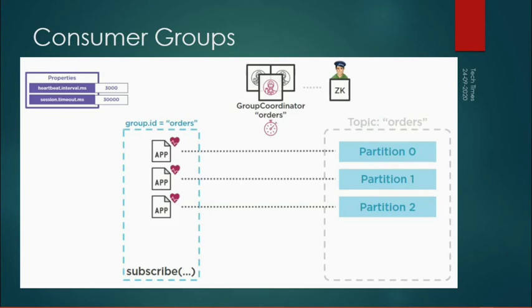Now in this case, if we add one more consumer to the group and we have only three partitions, then that consumer is idle. It won't be consuming any messages because we don't have any additional partition for it. No two consumers will consume data from a single partition.